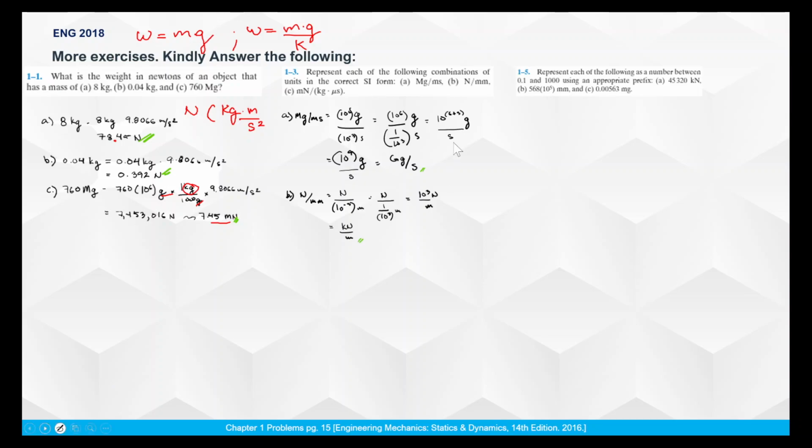For B, it's the same. We have a prefix in the denominator, so we aim to remove it. We expressed the millimeter as 10 to the negative third power, then used its reciprocal, moving it to the numerator, so it becomes 10 to the third newtons. That gives you 1,000 newtons, which is also equal to 1 kilonewton. And then finally, C.